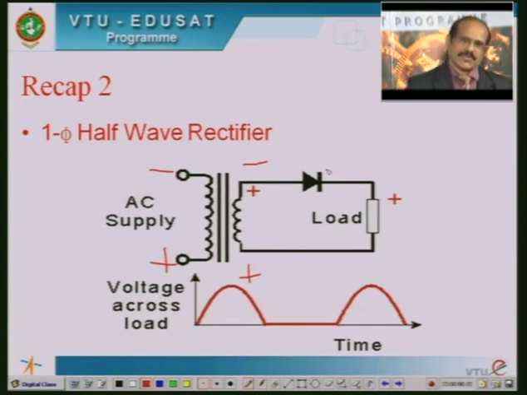When the diode is reverse biased, it acts as an open circuit. Therefore the load terminals are disconnected from the source terminals, so the output becomes 0. That is what you can see in the waveform here. So, using a single phase half wave rectifier, we are able to get a pulsating DC output, which is shown in the figure.